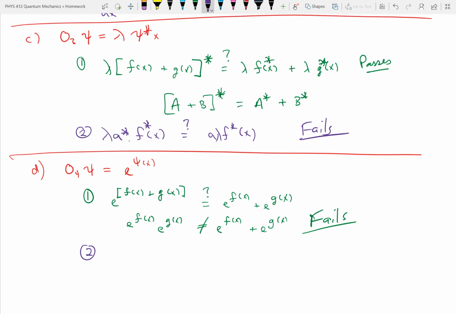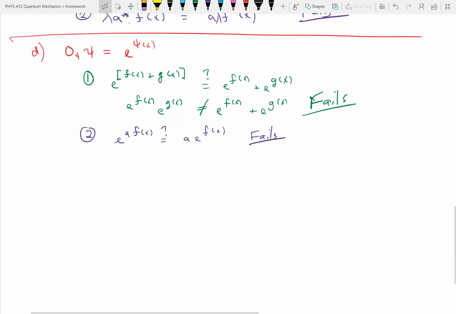So for here, we have e to the a psi x, or psi, f of x, sorry. And that would, testing if that equals a times e of f of x. In which case it doesn't. Yeah, it clearly fails.